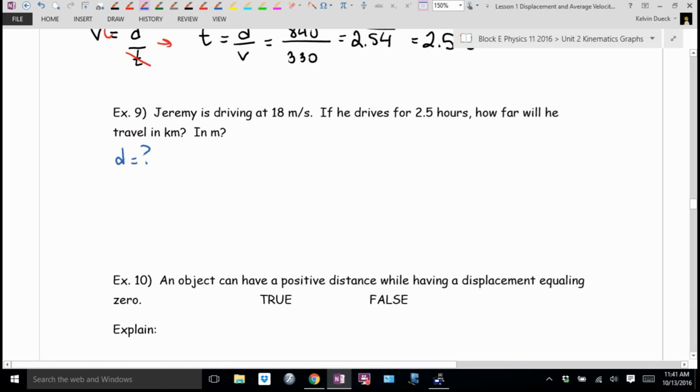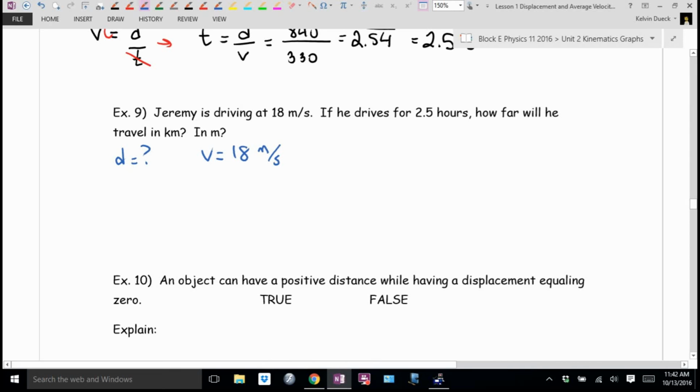I see an 18, Jenna. What's that 18? How do you know? You're right. It's meters per second. Because this time they didn't use the word speed in front of it. I glanced at the units. Meters per second, that's a speed. So V equals 18 meters per second.